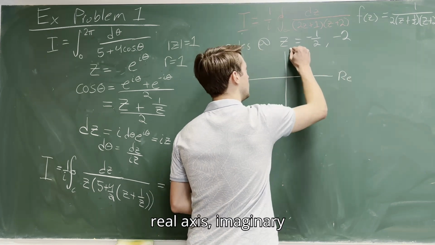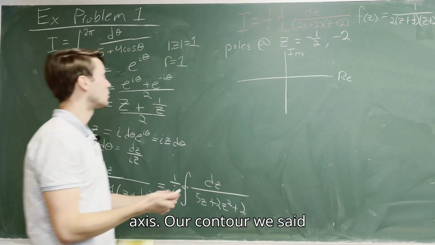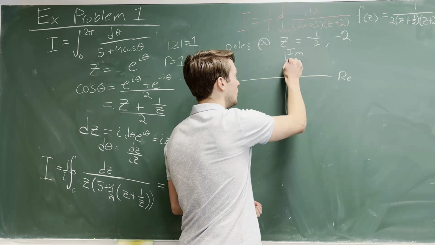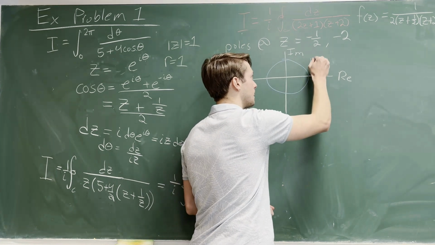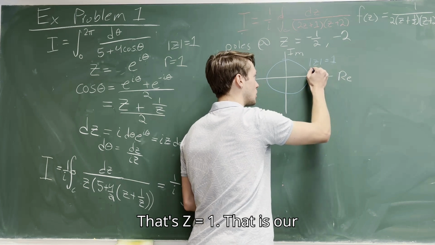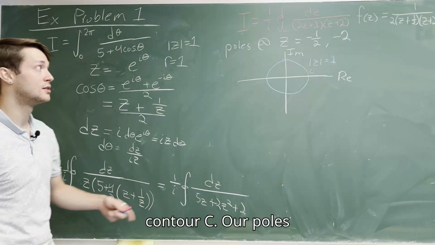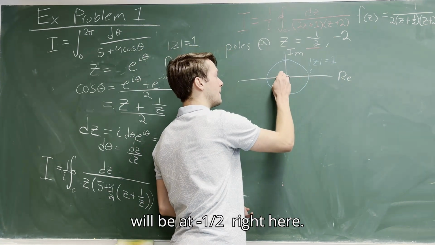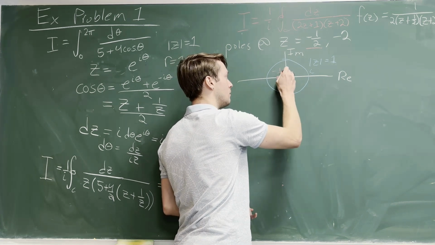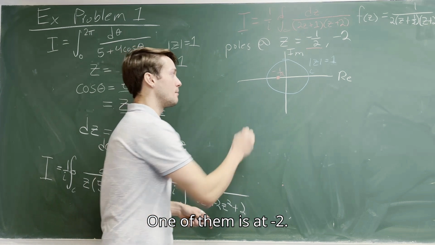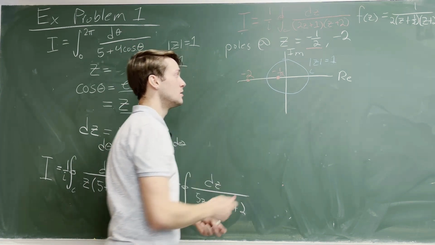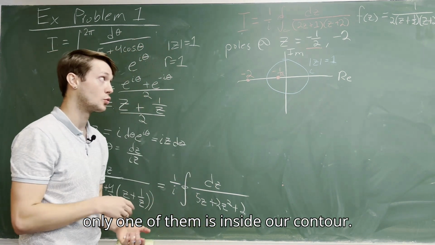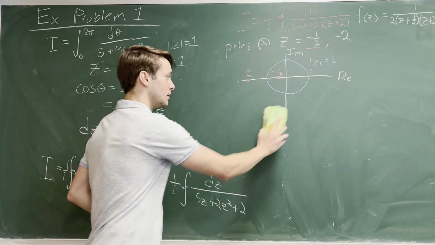Real axis, imaginary axis. Our contour, we said, was a fixed value of absolute value of z equals 1. So that's |z| equals 1. That is our contour C. Our poles are both real numbers. So one of them will be at minus 1/2 right here. One of them is at minus 2. So we see even though we have two poles, only one of them is inside our contour. So that's going to be important, right?